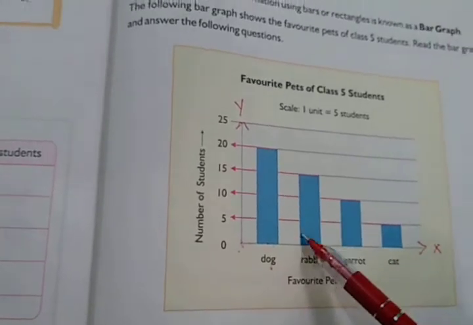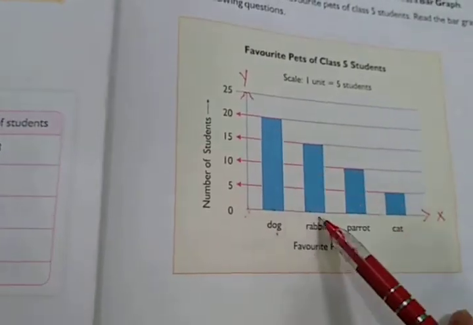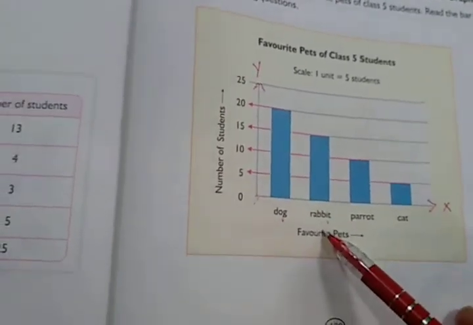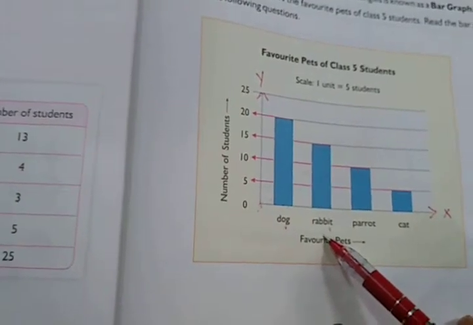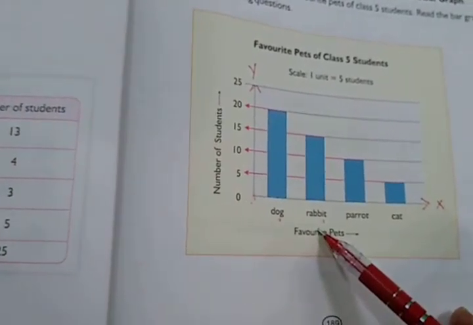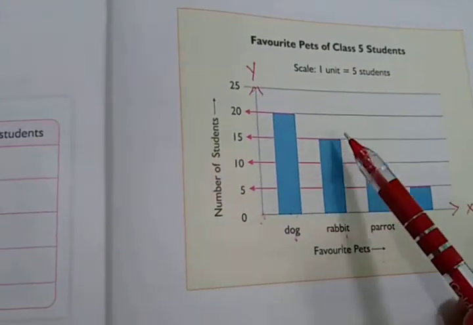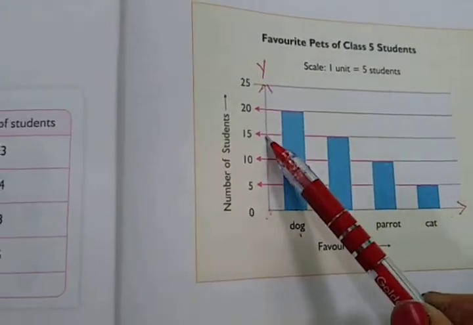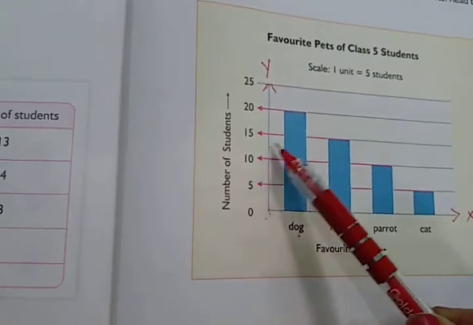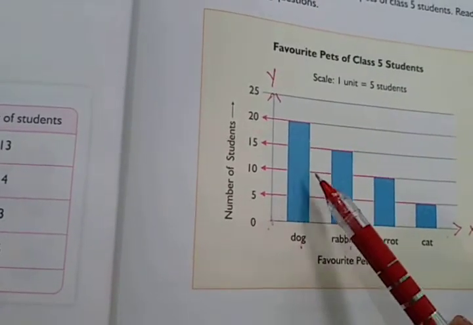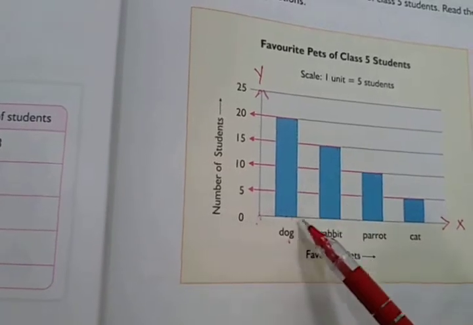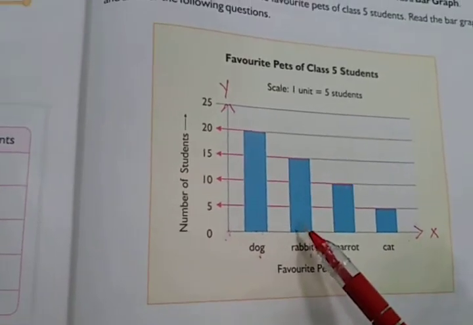Then at second number, this is rabbit. This bar is for rabbit. So rabbit is the favorite pet of how many students? This is 15. 15 students. So you will say that rabbit is the favorite pet of 15 students.